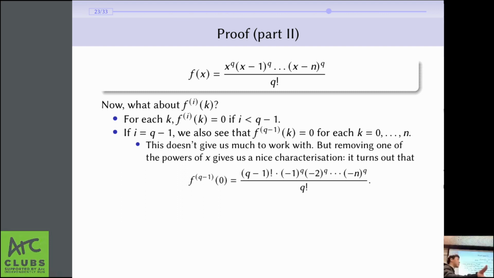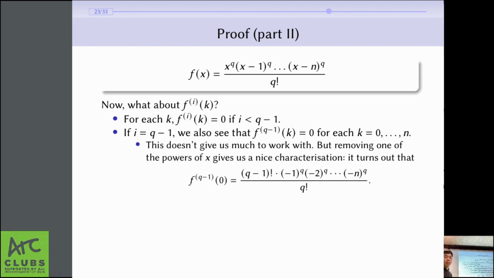And so if I evaluate it at 0, the only parts that remain are exactly the term where I differentiate x to the q minus 1 many times. And so what remains is exactly all of the terms where I pull the power down, so q minus 1, q minus 2, up until 1. And then I evaluate all of these parts at 0. If I evaluate all of these parts at 0, then it's going to become minus 1 to the power of q times minus 2 to the power of q, all up to minus n to the power of q. And then I have these q minus 1 factorial and q factorial business.